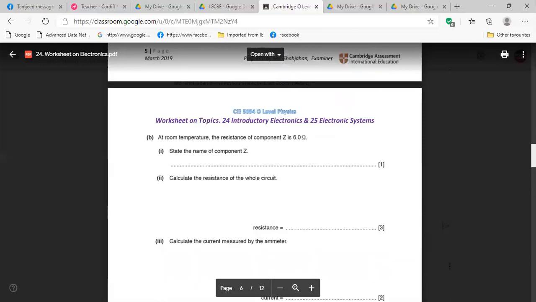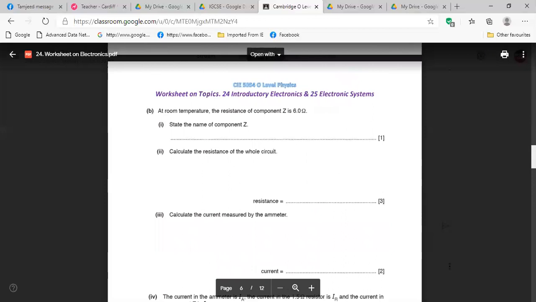Then next. At room temperature, the resistance of component Z is 6. State the name of component Z. What is it? Thermistor. Yeah, done. Then next.